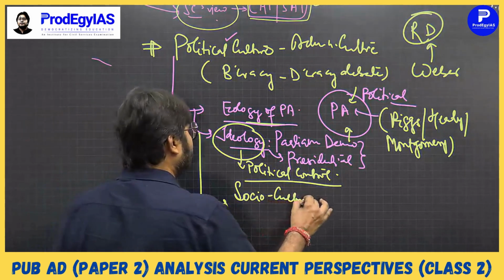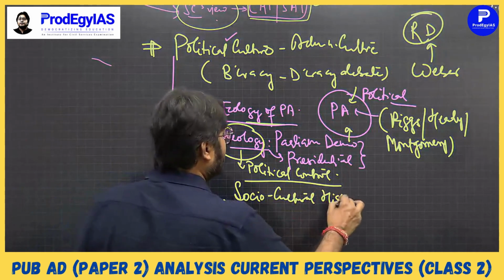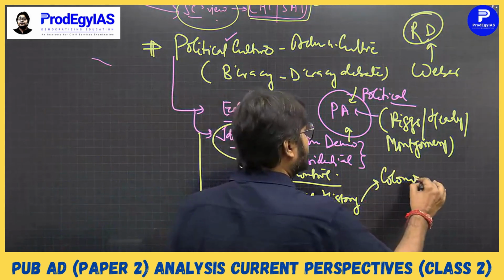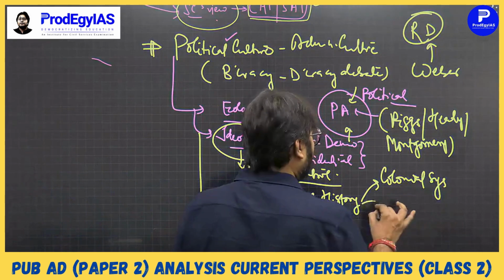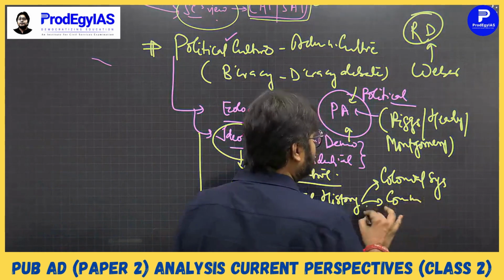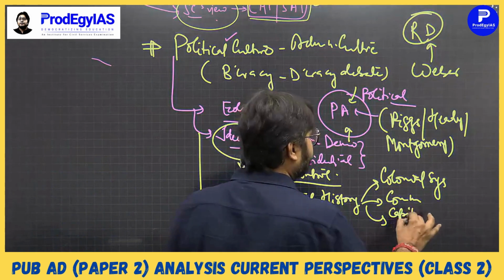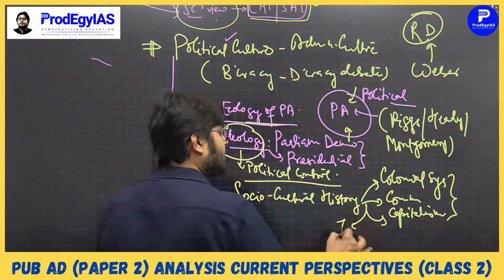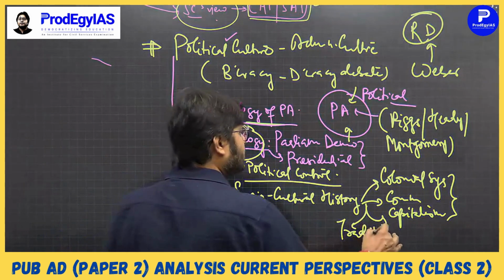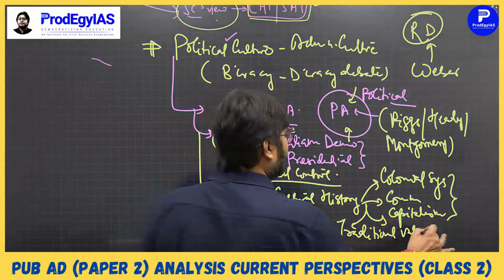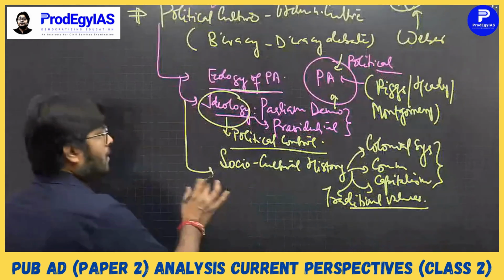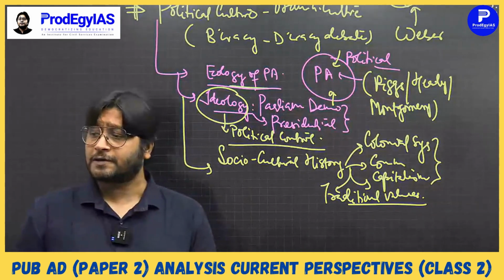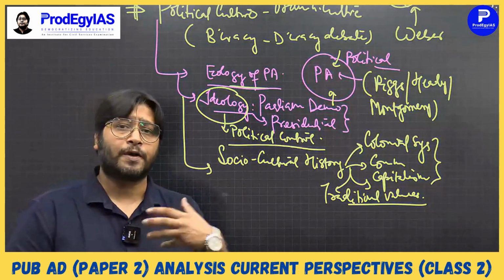Then your socio-cultural history. All the systems that have somewhere come from the colonial system, right? Or we follow the ideals of communism or capitalism, or many societies which are still governed by a traditional value system. So they somewhere determine how the administrative system or its behavior will emerge over a period of time.